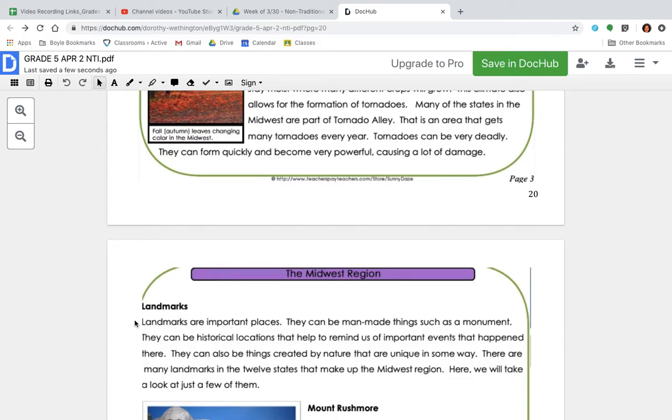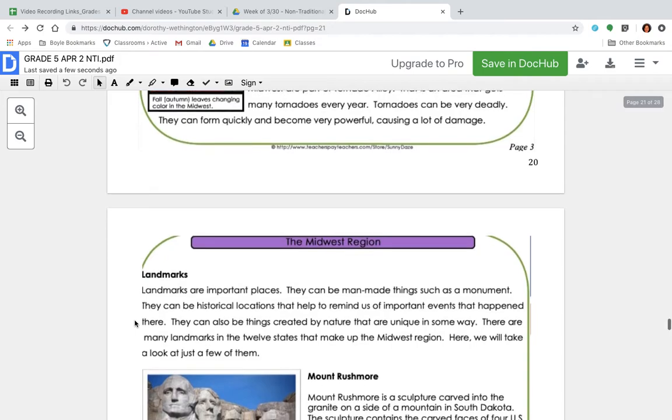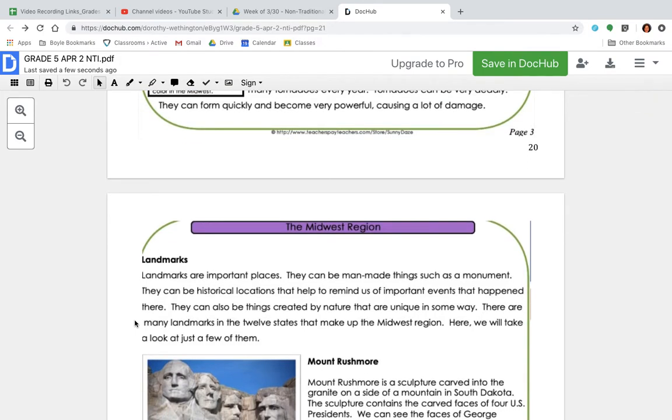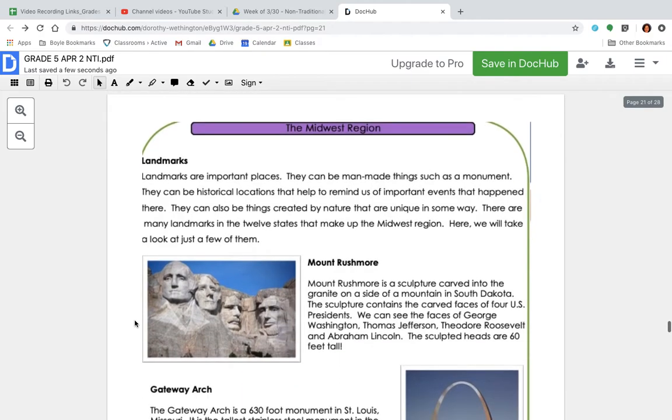Landmarks. Landmarks are important places. They can be man-made things such as the monument. They can be historical locations that help remind us of important events that happened there. They can also be things created by nature that are unique in some way. There are many landmarks in the 12 states that make up the Midwest region. Here we will take a look at just a few of them.